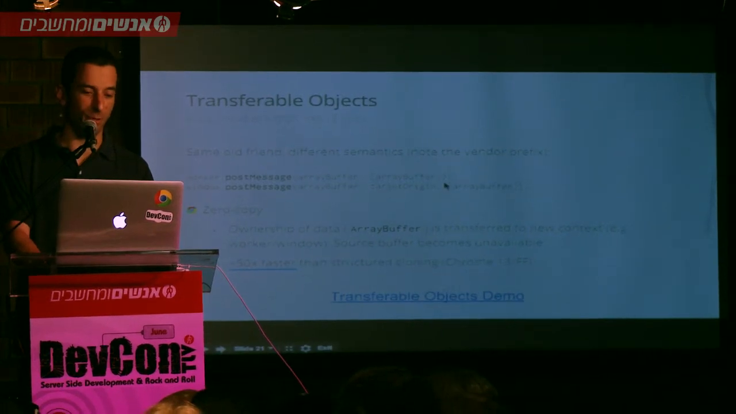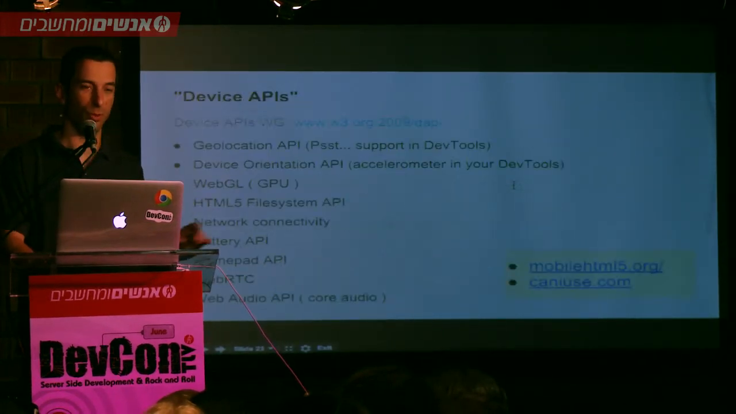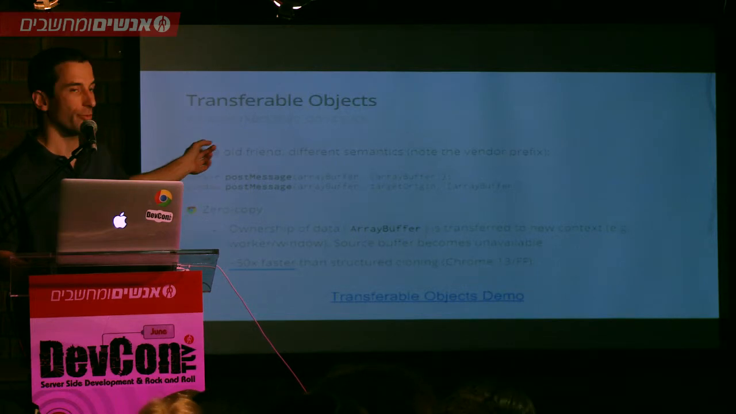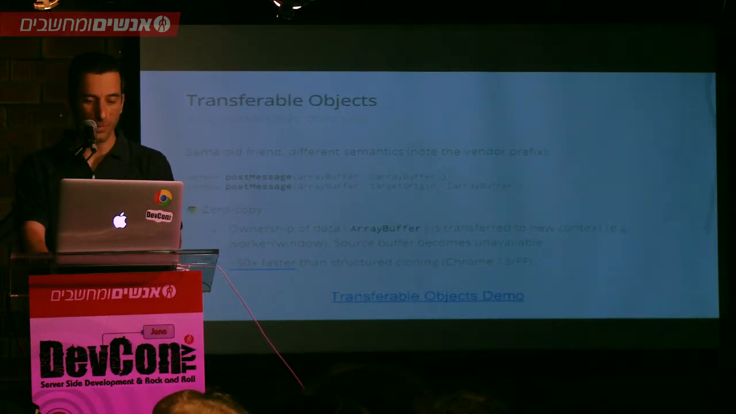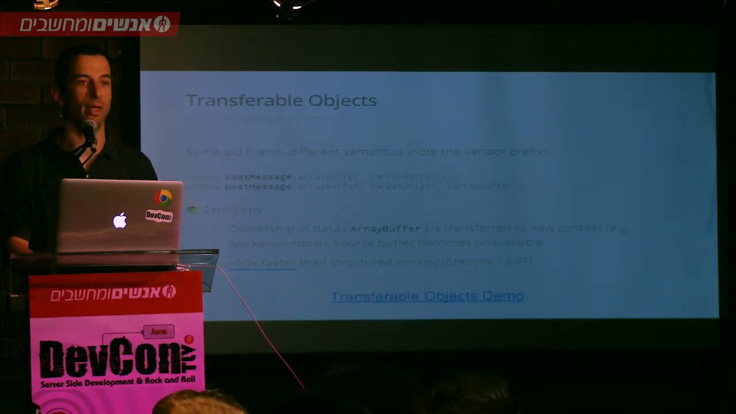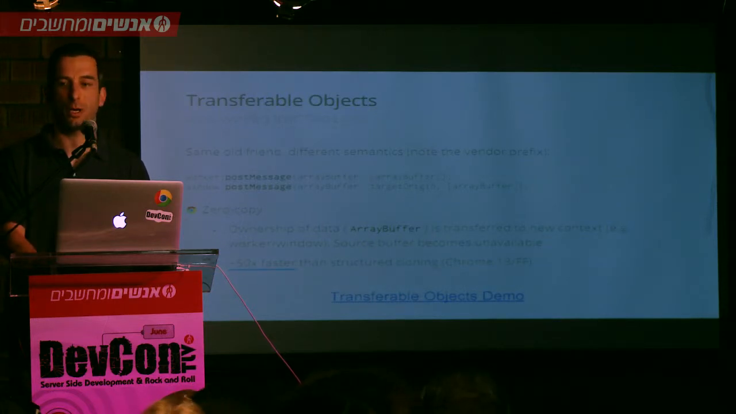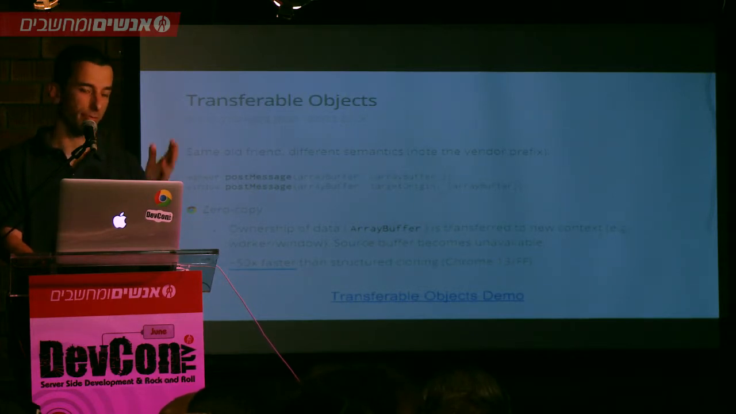And the only difference that you need to do in the postMessage is just to add this last ArrayBuffer attribute. The link here will give you a demo page that's showing you that transferring a 40 meg object is consuming 3 milliseconds instead of 240.